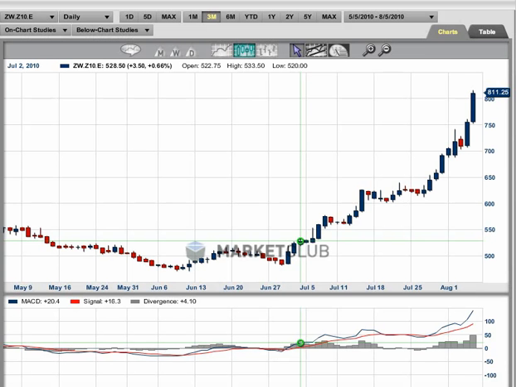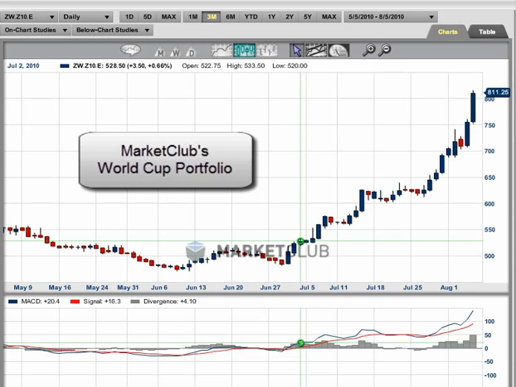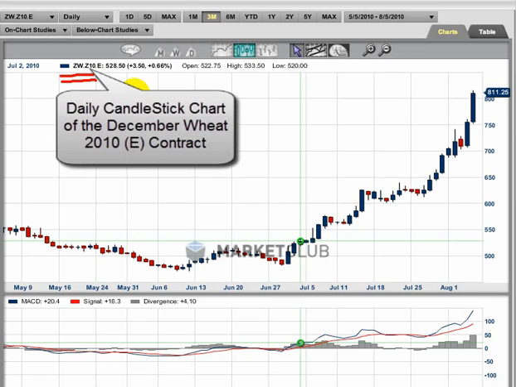And the market we're looking at today is something we haven't looked at for a while, but it's part of our World Cup portfolio. We've been tracking this for over 3 years now, and the results have been very good. We've made money 11 out of 12 quarters in this particular market. The market we're looking at is wheat. This is the December contract, the E contract.